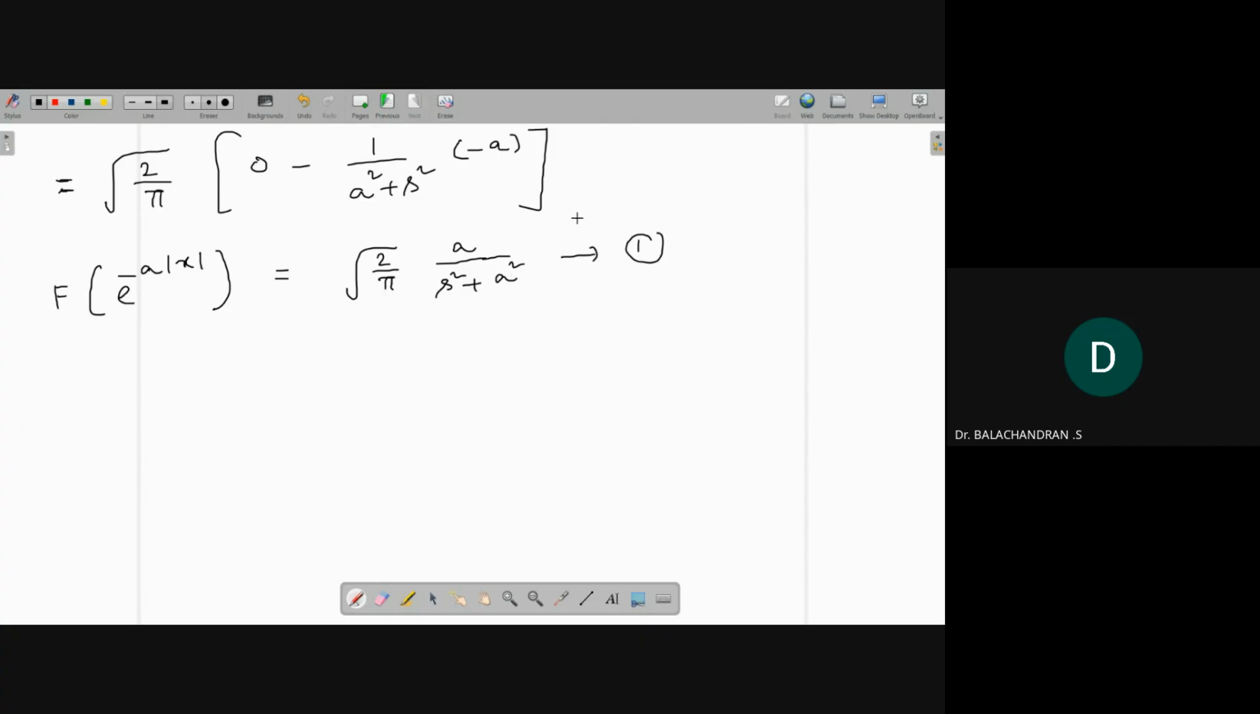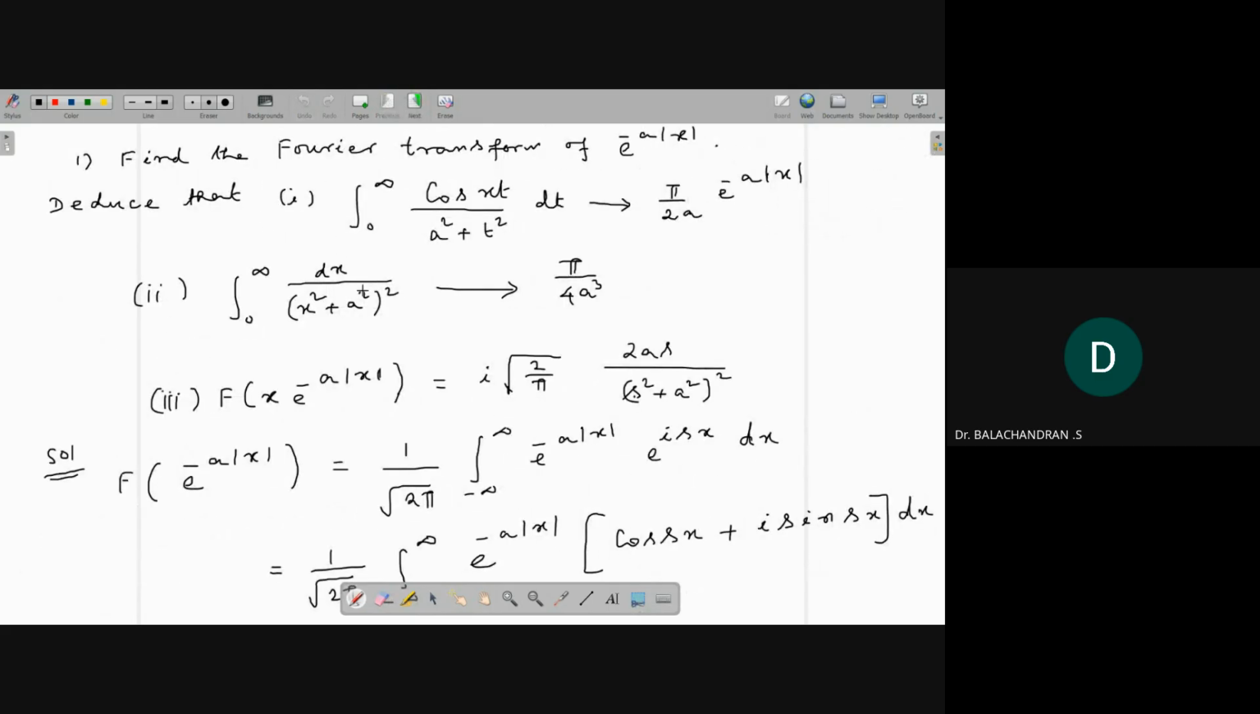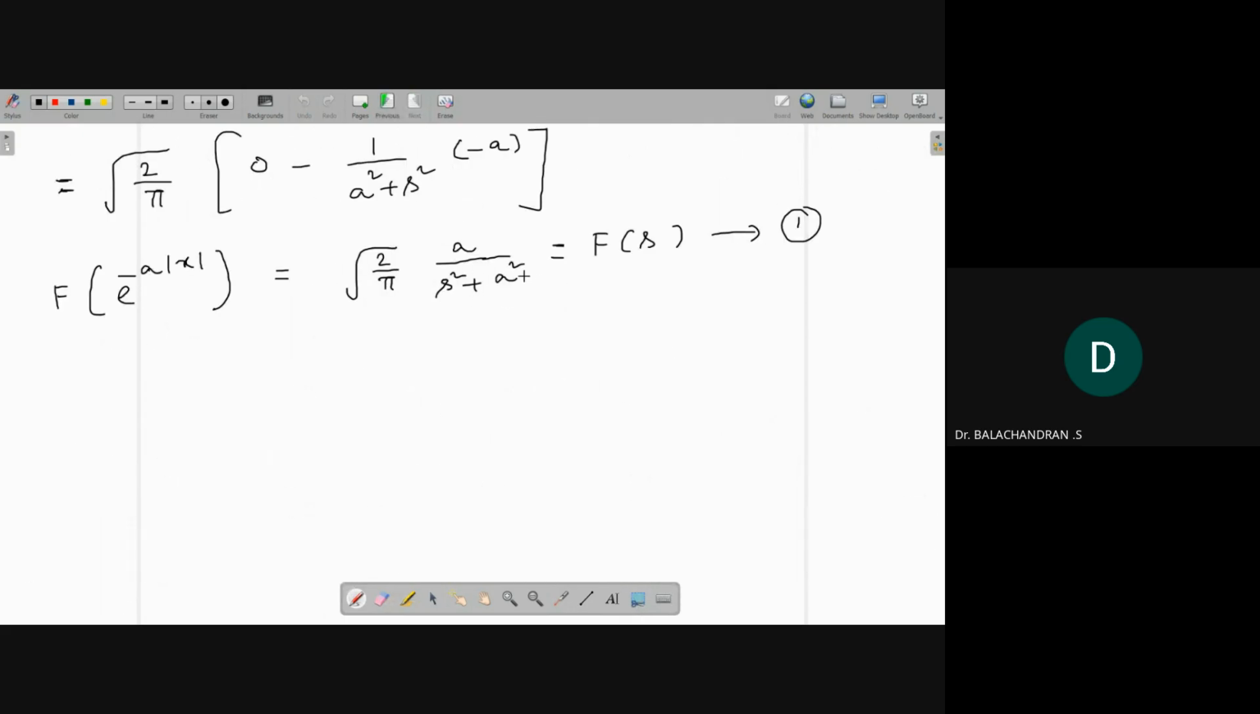Now look, actually this is nothing but a function of s also. You can write this as f of s. I call this equation number 1. Okay, now look at the deduction part. The first reduction part: you have cos xt by a square plus t square dt. Here the denominator is t square plus a square, and here also s square plus a square. So more or less the same. That's why I am going to derive the first reduction part.